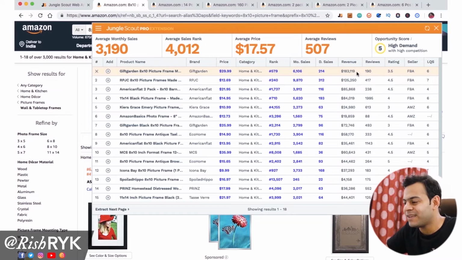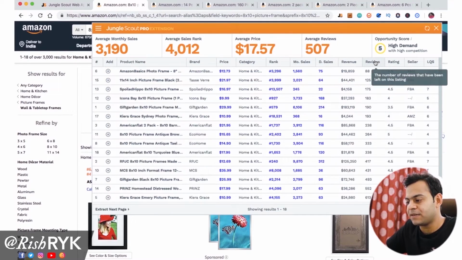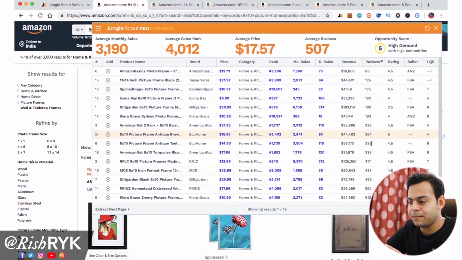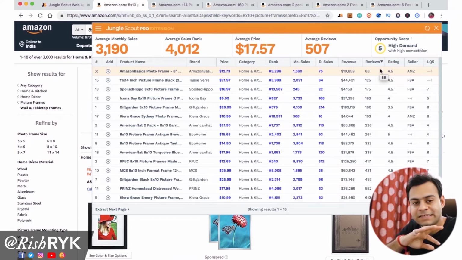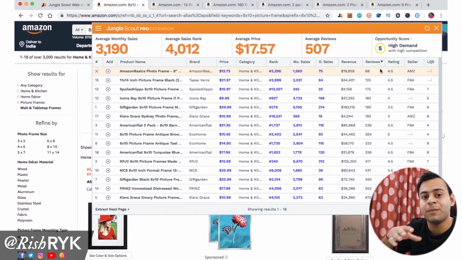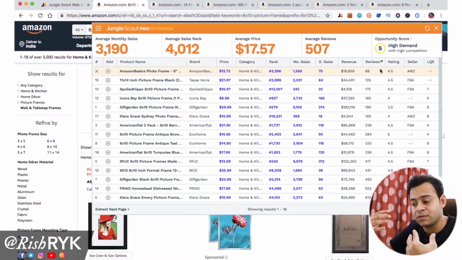That's crazy. Alright, the reviews column seems a little depressing, so I'm going to order them by reviews. And again, this is just a thumb rule. You can always play around with these thumb rules to suit your own thinking process. But the thumb rule is that you should have at least 3 to 4 spots on the first page which you can take over once you launch your product and come into the market.